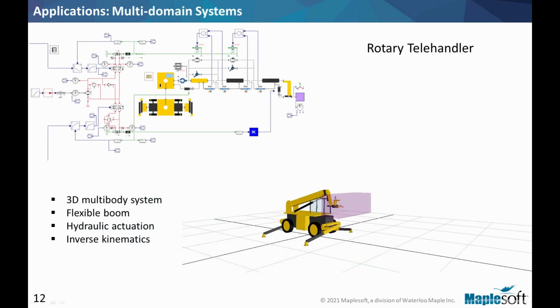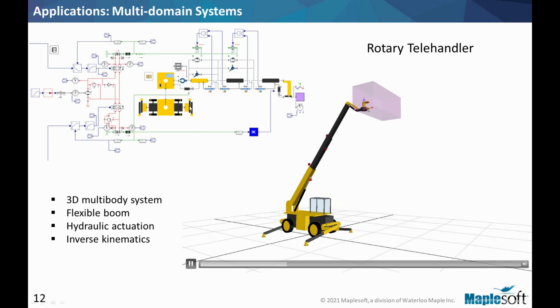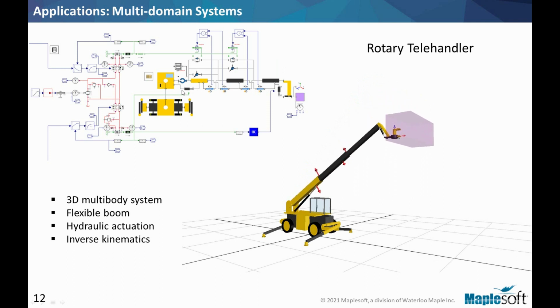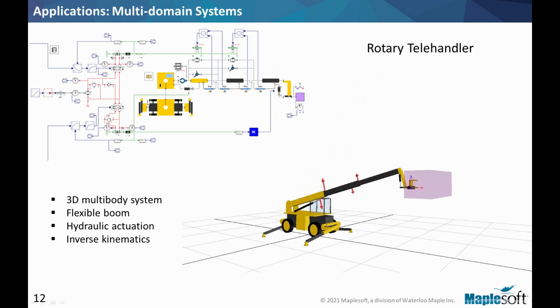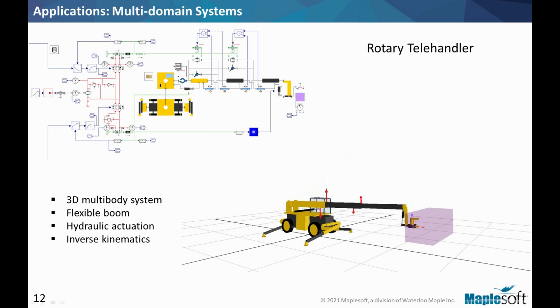This is another example of a multi-domain system, a rotary telehandler. The model includes the mechanical part for the chassis and outriggers and the flexible telescopic boom, as well as the hydraulic actuation. With this model, you can check the stability of the telehandler, the deflection of the boom, and the pressure at the hydraulic cylinders as the boom is extending.